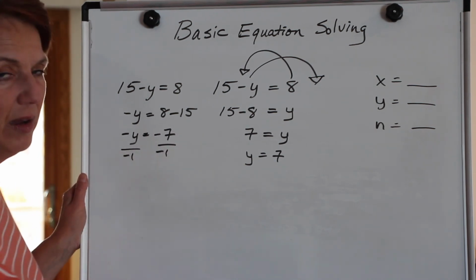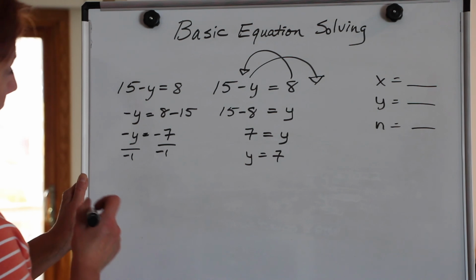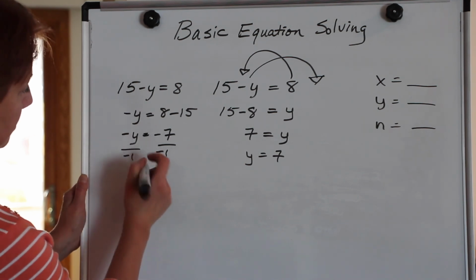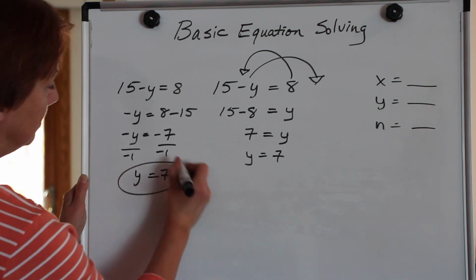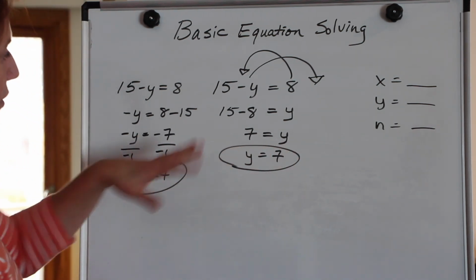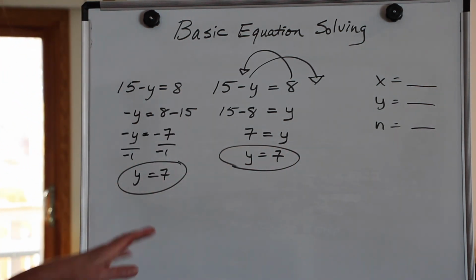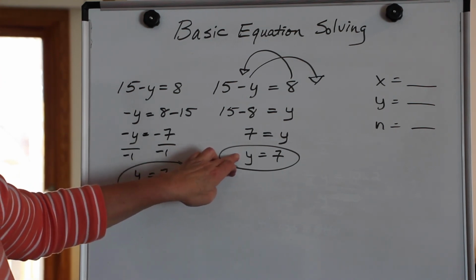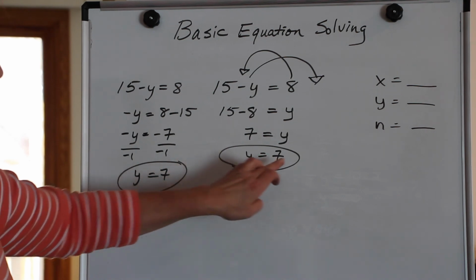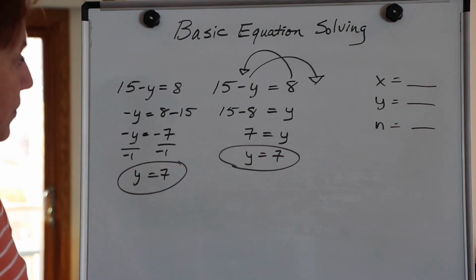This is not something you have to write, by the way. And the negatives cancel on both sides. And so we get the same answer. Okay, how you do this is entirely up to you. Just remember that it is nice to leave your final answer with the variable on the left-hand side and your number on the right-hand side.